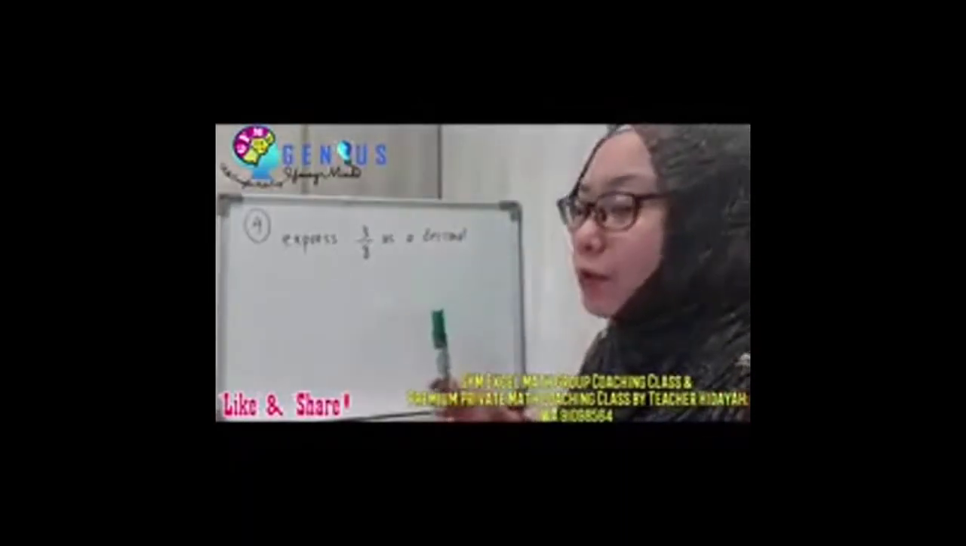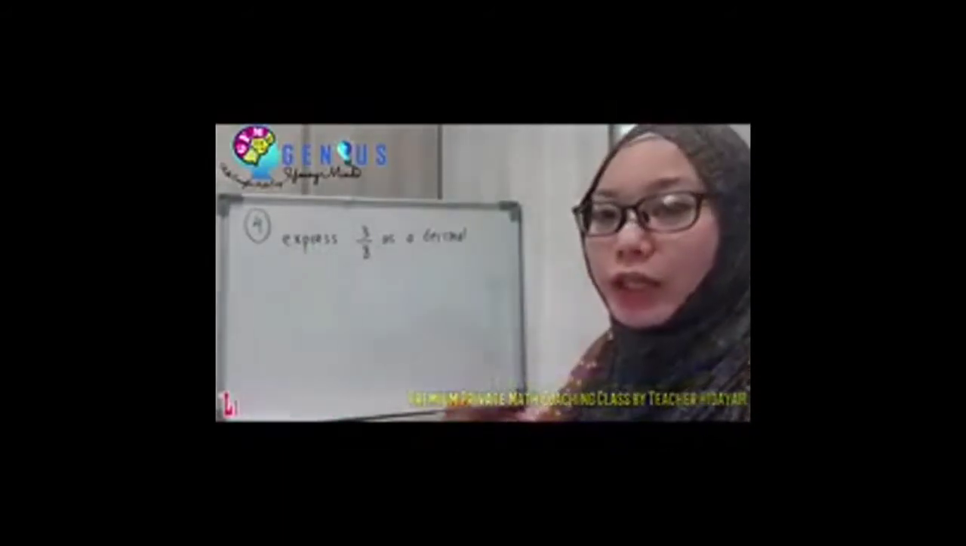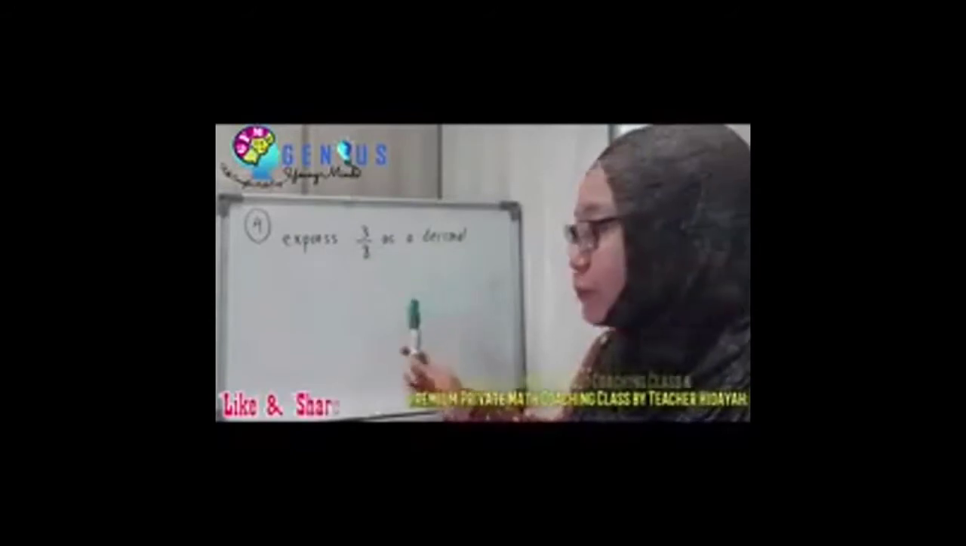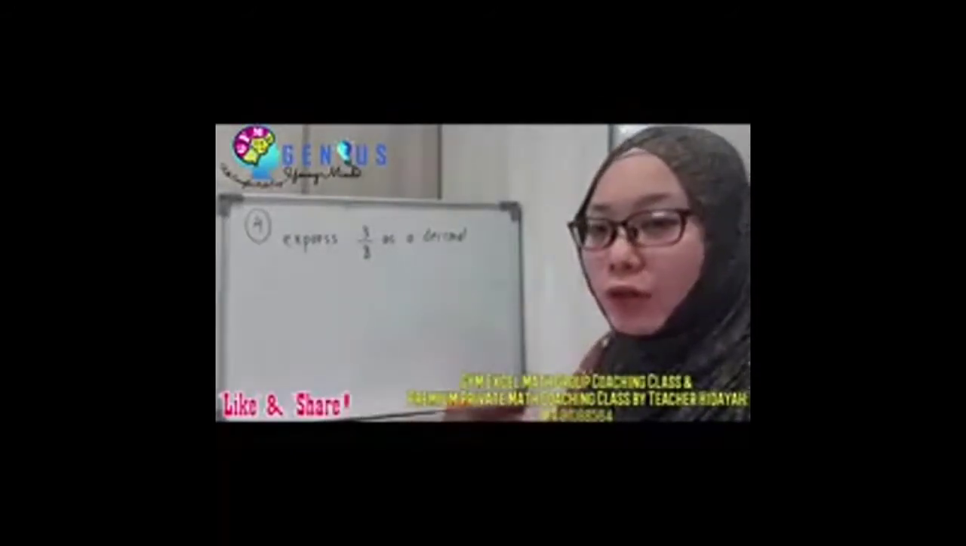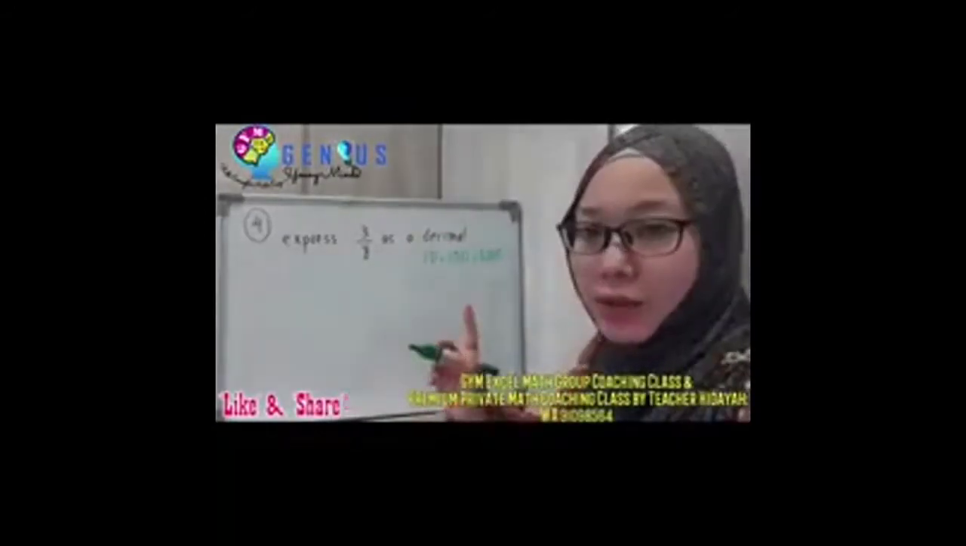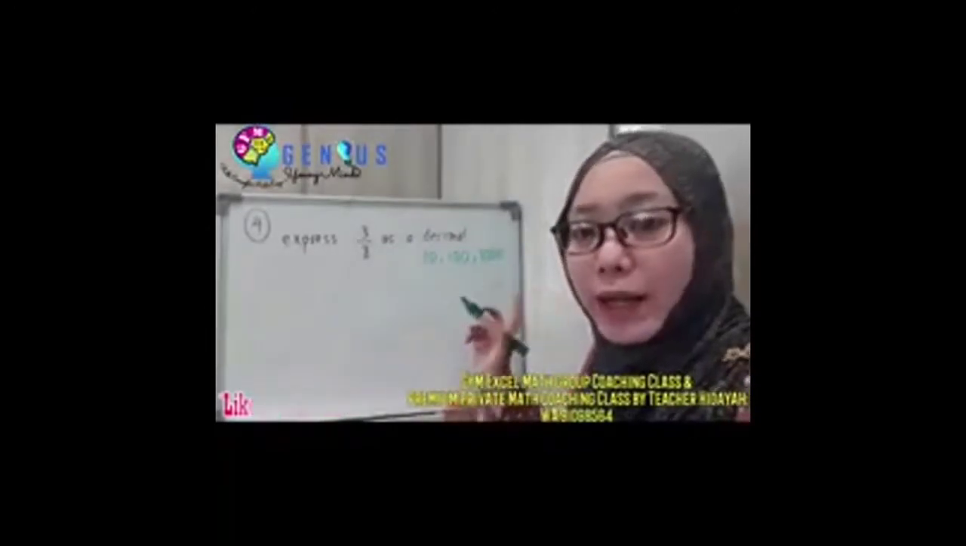Here's tip number 4 for fractions. Express 3/8 as a decimal. The trick here is that whenever you have this kind of fraction, or any fraction for that matter, you have to change the denominator to either a 10, 100 or 1000. So for this case, 8, we change it to 1000.